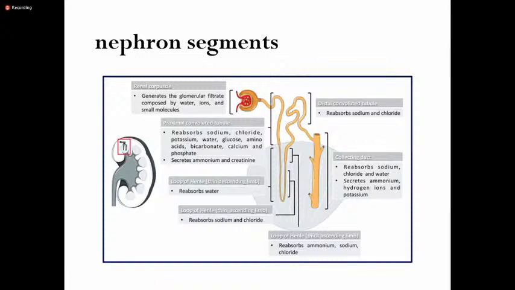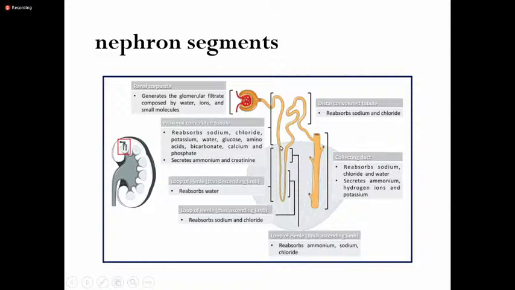Then going down, you have your tubular system, where you have the proximal tubule. Trying to trace my cursor, but anyway, you have the proximal tubule, the descending loop of Henle, the ascending loop of Henle, the distal convoluted tubule, and finally your collecting system. So what happens in the PCT, the proximal convoluted tubule, is basically you have reabsorption of most of the things: sodium, chloride, potassium, water, glucose, and acids, bicarb, calcium, and phosphate. However, you also have secretion of ammonium and creatinine.